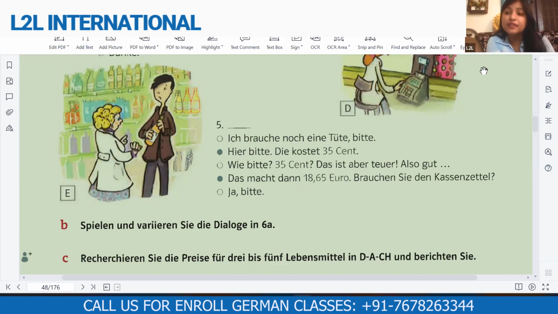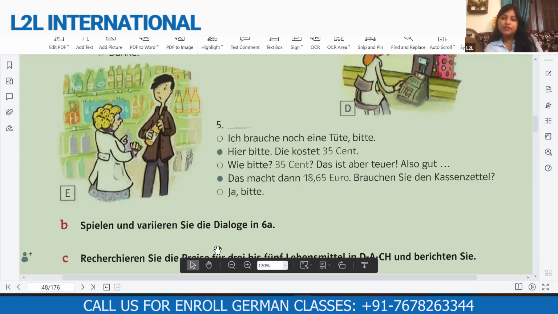Brauchen Sie den Kassenzettel? Kassenzettel means receipt. Do you need the receipt? So she says, ja, bitte. Yes, please. So this is the dialogue number 5.